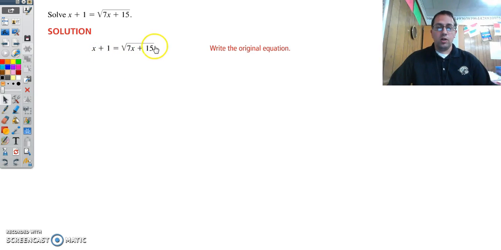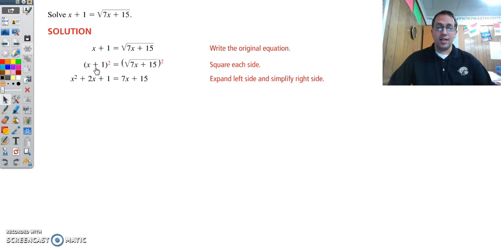So when we square both sides to get rid of the square root, what happens, this is not x squared plus 1 squared. This is x plus 1 times x plus 1. So you're going to have to FOIL that together. And when you FOIL it together, you end up with this. So now you have a quadratic equation. And so that's not too bad. We know how to solve those.